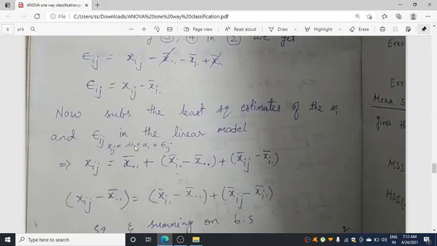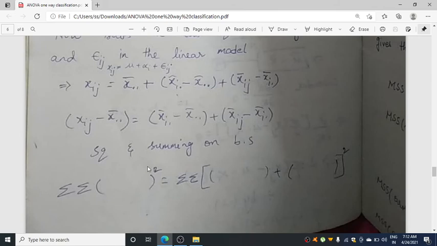Xij is equal to mu plus alpha i plus epsilon ij. You write here the mu plus alpha i values and the epsilon ij values. Put this x bar dot dot on the left-hand side and you will get the value below. Then square and sum on both sides.